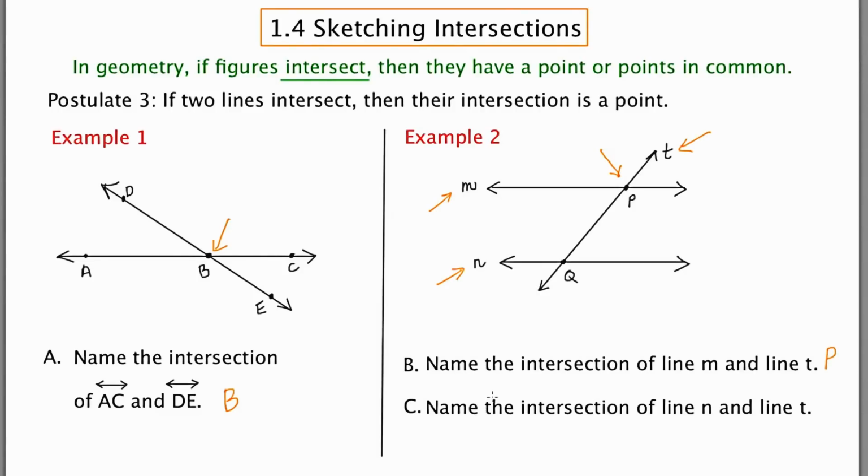Letter C. Name the intersection of line N and line T. Line N is down here, it's the horizontal line at the bottom, and line T is the slanted line that comes down like this. Question, do they cross? And if so, where? Why don't you write the answer down and actually commit to it before I tell you what it is? Line N and line T intersect right here at point Q. And hopefully, most of you wrote that down. So before we move to the next screen, let's just summarize. If two lines intersect, then their intersection is a single point.